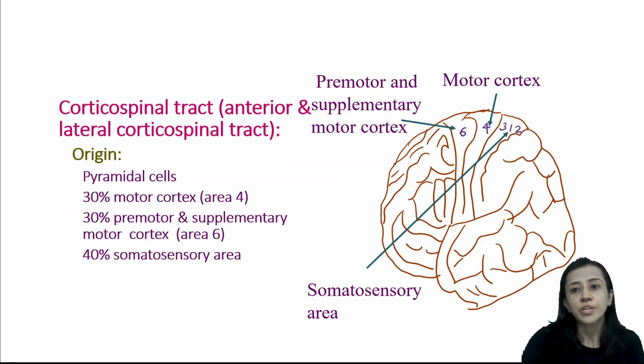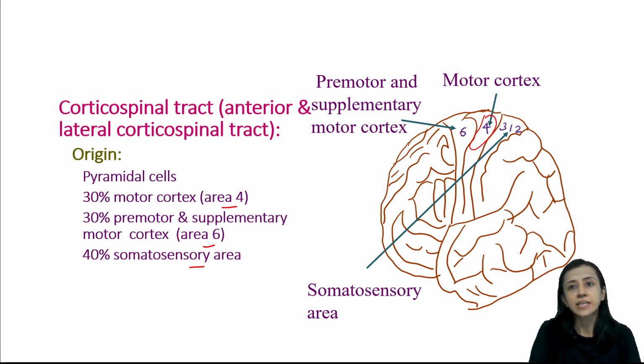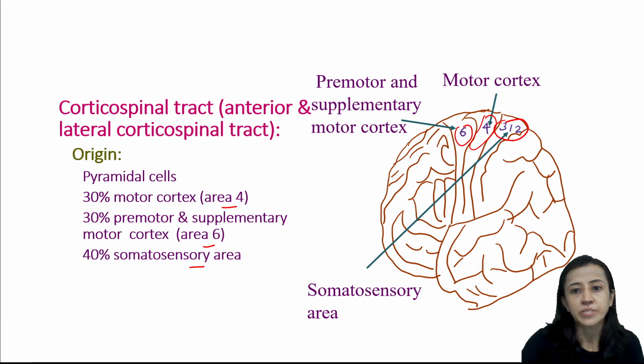Now we discuss the corticospinal tracts, which are the major pyramidal tracts. These pyramidal tract fibers originate from areas number 4, 6, and the somatosensory area. 30% of their fibers originate from area number 4. Here you can see this is area number 4, the primary motor cortex. Area number 6, here it is, and the somatosensory area, that is areas number 3, 1, and 2. From these, the fibers originate.